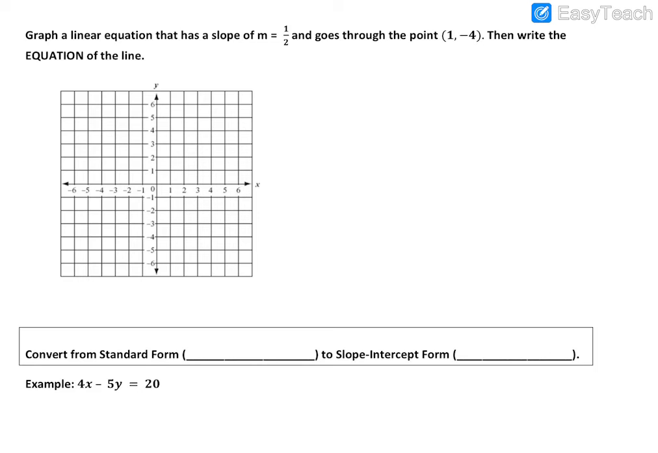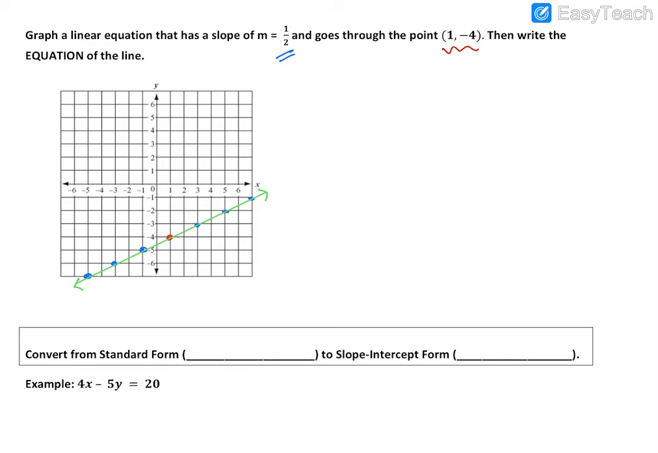The next one says to graph a linear equation that has a slope of 1/2 and goes to the point 1, negative 4. Then write the equation of the line. So if I need to graph this, what I'm going to do first, this time it tells me the starting point. The starting point's at 1, negative 4. So I'm going to plot 1, negative 4, which is right 1, down 4. Then I can use my directions, which is my slope, 1/2, that says rise 1, run 2. So up 1, right 2. So I'm going to add more points to my graph until I've run out of space. And then I can go ahead and connect that with a line.